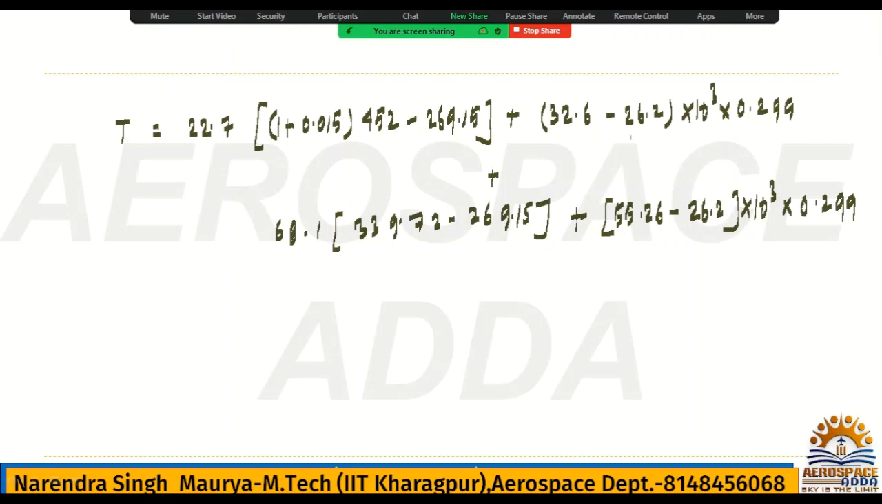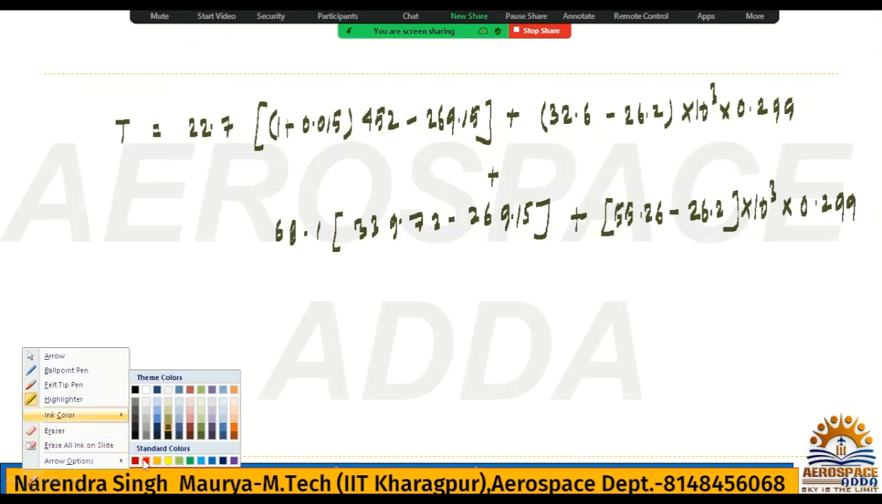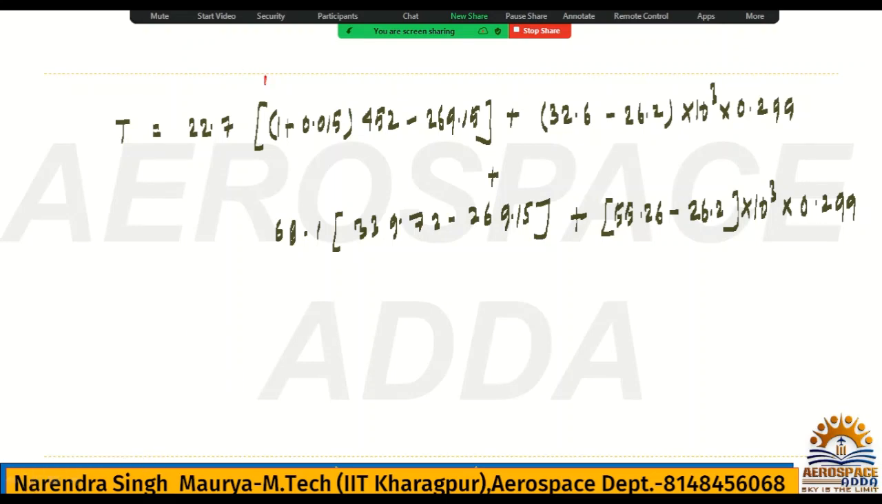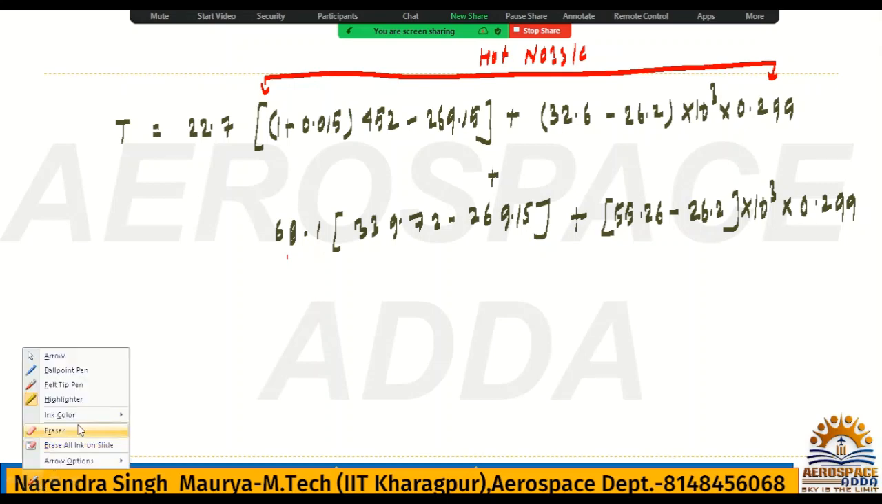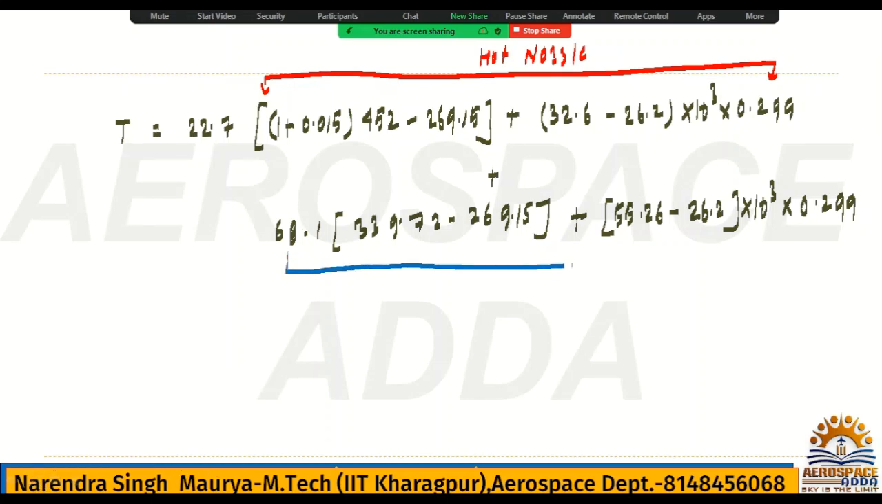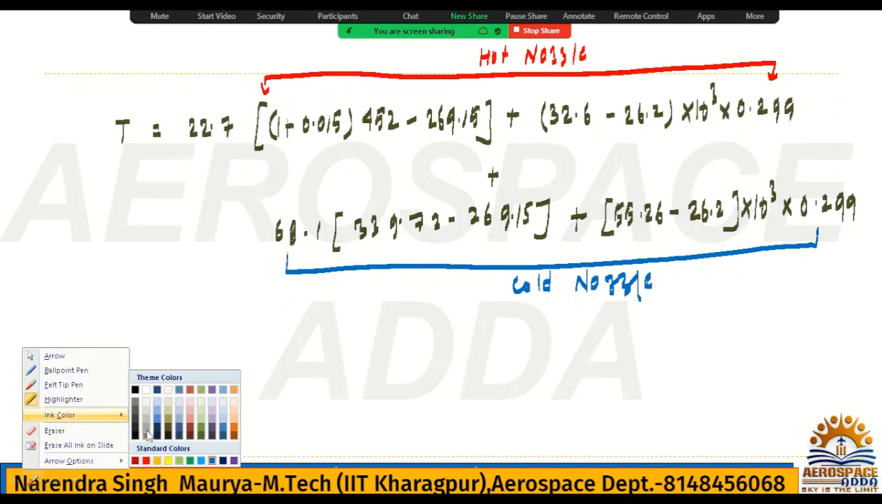This is the hot nozzle. Okay. There should not be any confusion. This is the hot nozzle, and this is the cool nozzle. Okay. Now you calculate the value.